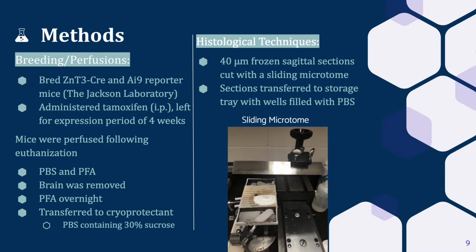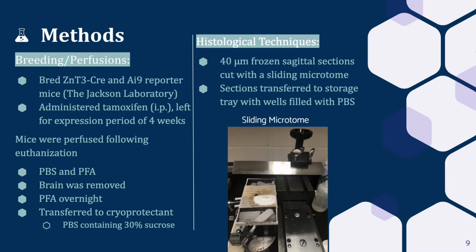It is to be noted that I did not participate in the breeding or the perfusions of the mice. The ZNT3 Cre and Cre-dependent AI9 reporter mice that were created by the Jackson Laboratory were bred to create the transgenic mouse with the Cre AI9 expression system used. The mice were administered an intraperitoneal injection of tamoxifen and left for a period of 4 weeks in controlled conditions to allow for tdTomato expression. Following euthanization, the mice were perfused. Their brains were removed and post-fixed overnight before being transferred to a cryoprotectant.